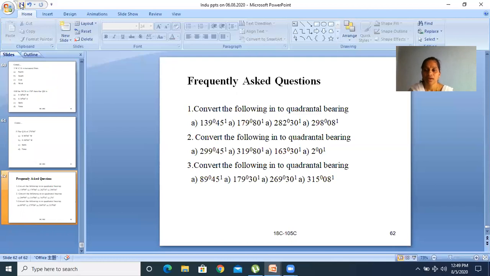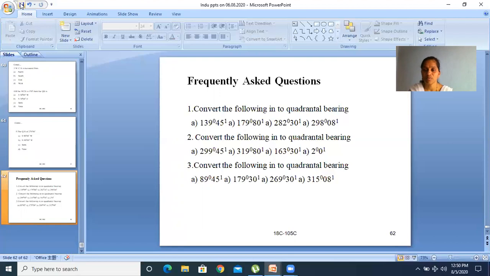So I can conclude here. Friends, we have seen so many problems, I think 11 or 12 problems, on conversion from WCB to QB. Hope you all understood. It is a very important one. You should remember the conversion rules so that you can easily convert from WCB to QB.